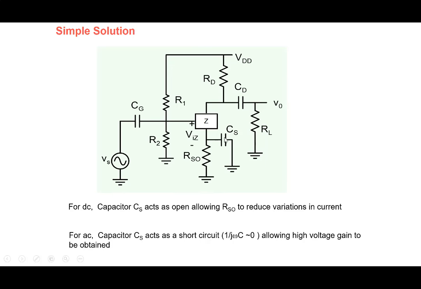While under DC condition, the capacitor is an open circuit, so the effect of Rs0 would be there, and it would continue to make the circuit stable. So we have achieved both. We have made the circuit stable by including Rs0 here, and by bypassing this particular resistor through a capacitor, under AC condition, the effect of Rs0 is reduced, or practically eliminated here.